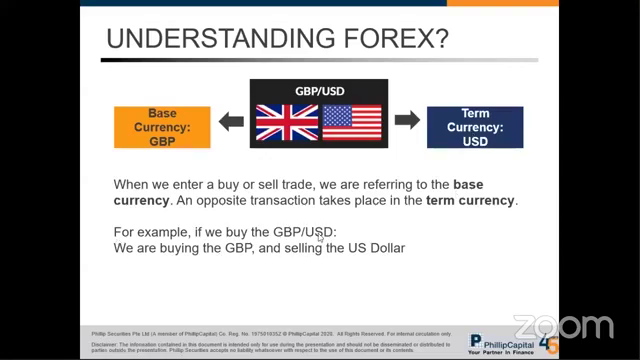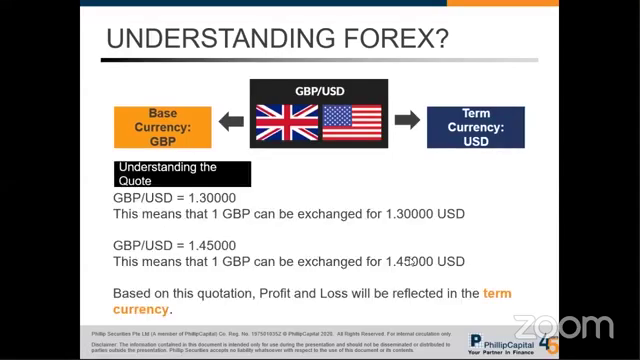Let's say we are buying pound/USD, so we are buying pounds and selling US dollars. Another example: if we are going to JB, we'll be buying ringgit and selling Singapore dollars. To understand this, let's say the quote for pound to USD is 1.3. It means that 1 pound can be exchanged for 1.3 USD. If it's 1.45, 1 pound can be exchanged for 1.45 USD. Similarly, when you go to Malaysia, let's say the exchange rate is 3. It means that 1 Singapore dollar can be exchanged for 3 ringgit. Based on this, all profit and loss will be reflected in the term currency on the right hand side.